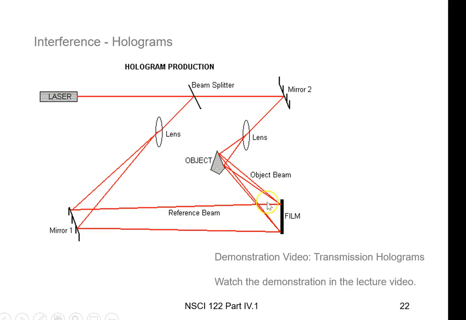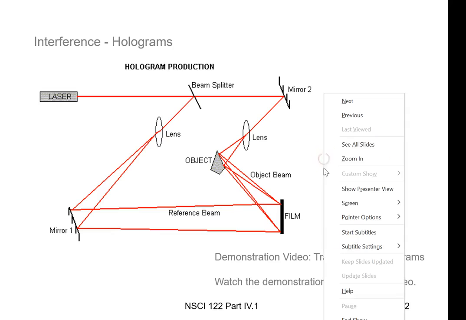Okay, so in short, what this film is doing is recording the interference pattern of light that is reflected off of this object with this reference beam. And when you shine light through that developed piece of film, the light that enters your eye will be traveling in such a way that your brain will see what produced that interference pattern. That's sort of a simpler way to describe it. Okay, so let me go to the video then.